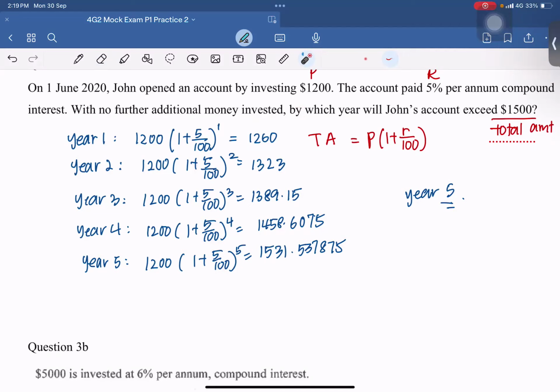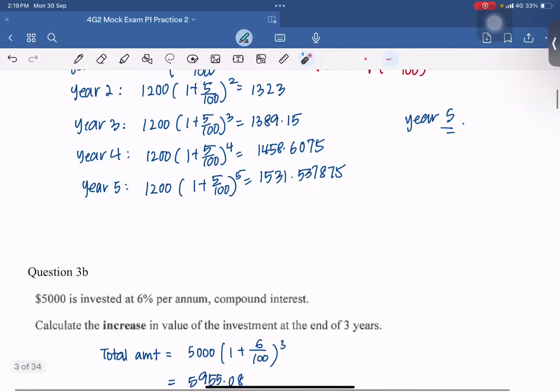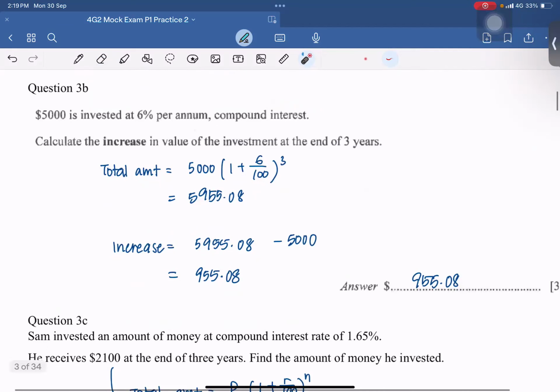Okay. Next one, then if it's not the new trend, maybe they might go back to the original old style question. The old style question is always looking at the keywords that you need to interpret. This question is talking about the increase in the value. So as usual, when we find our compound interest formula, this is the total amount. Right, so how are we going to find the increase? What do we do?